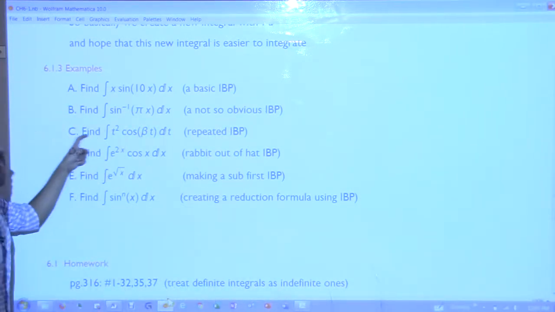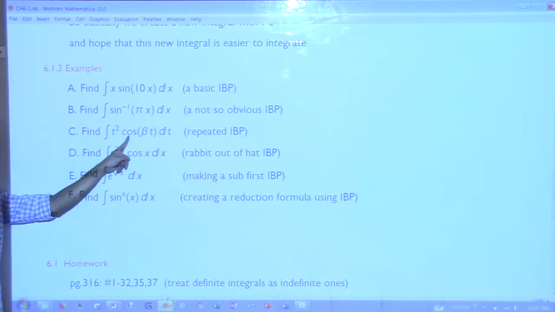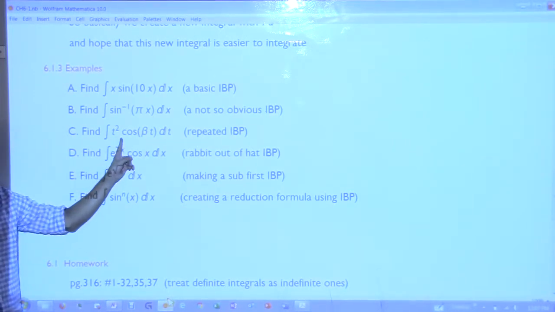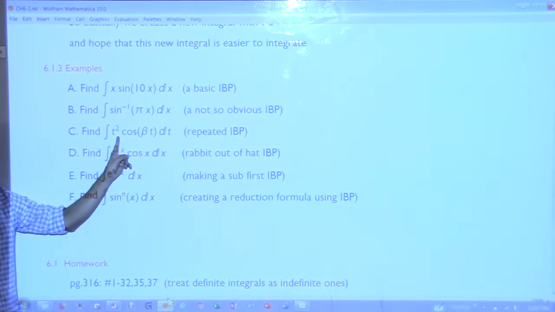How about this one right here? T squared cosine beta t. Where here beta is just like, that may as well say like 5t. It's a constant. How could you do this one? Let u be t squared. And you'll have to do integration by parts twice. First time through, it'll knock the t squared down to a t. Second time through, it'll knock the t down to just 1.